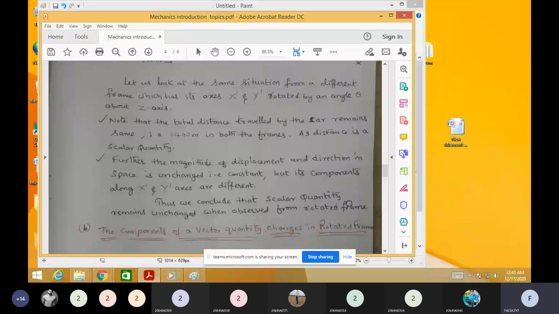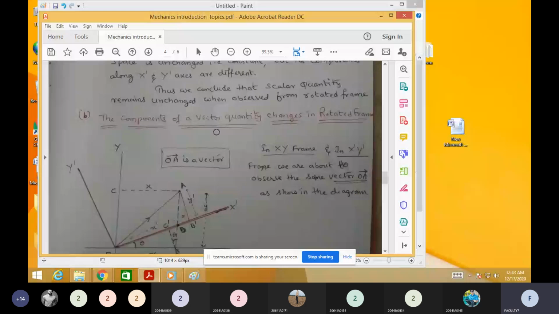Now, what is the second part? The second part is about the vector quantity. So what happens to the vector quantity under rotation? Here the result is that it is going to change. In the case of scalar, we concluded it remains unchanged, but in the case of vector quantity, we are going to get a change. That particular change we had explained with these diagrams.